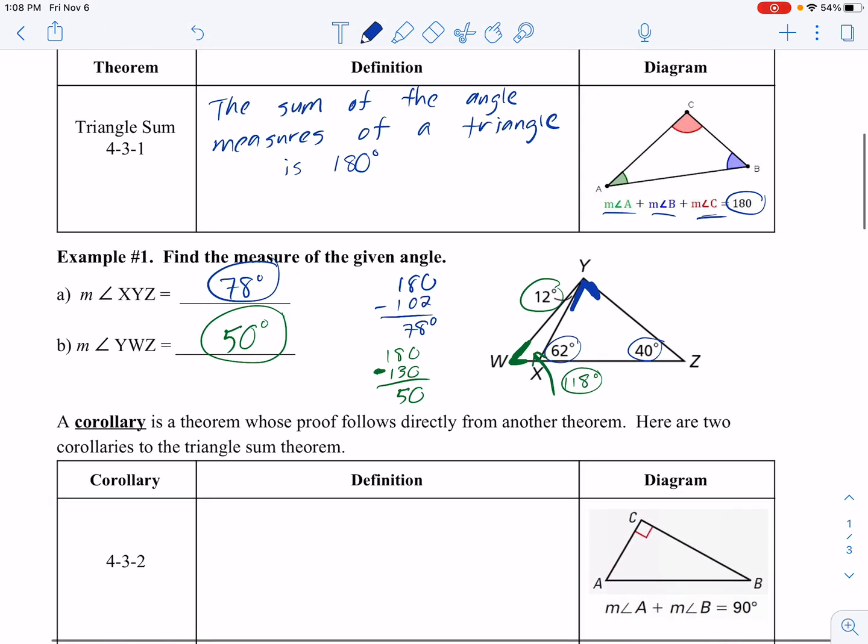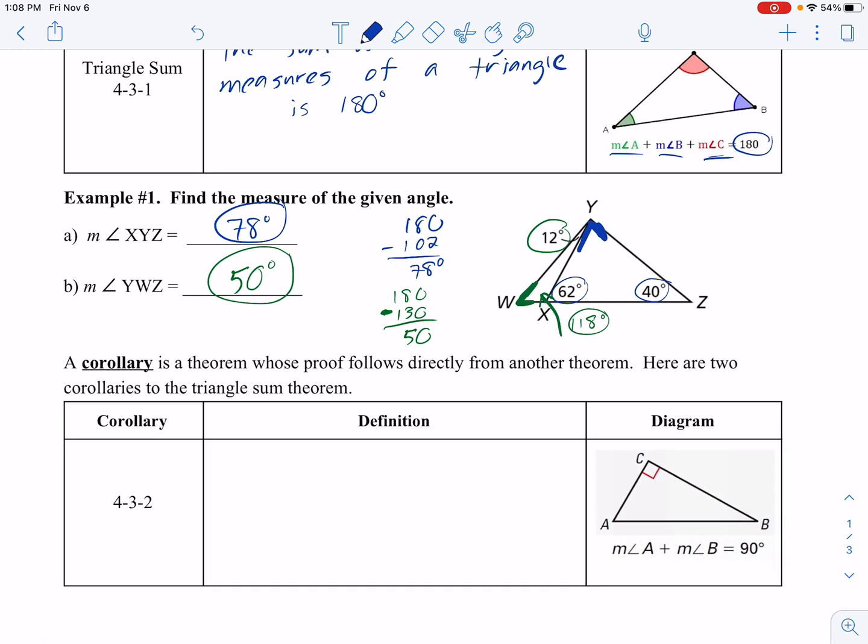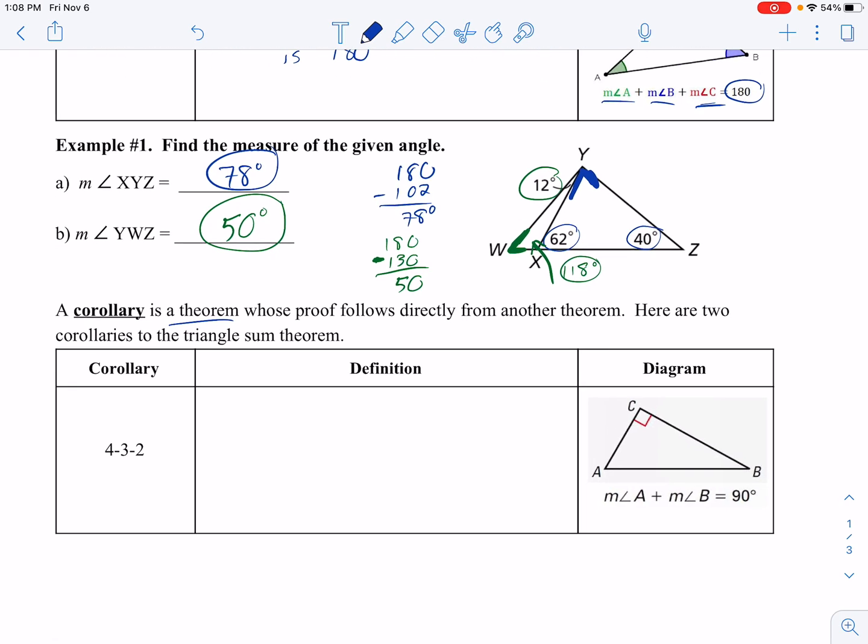Moving on, there's two, and we call these corollaries, that are really just theorems. There's two theorems that come from our triangle sum theorem. They follow directly from that theorem. The first one states that if you have a 90-degree angle, therefore a right triangle, then the two other angles in this triangle must be complementary because 90 plus 90 equals 180. So if you know that you have a right triangle, we know that those other two acute angles have to sum to 90.